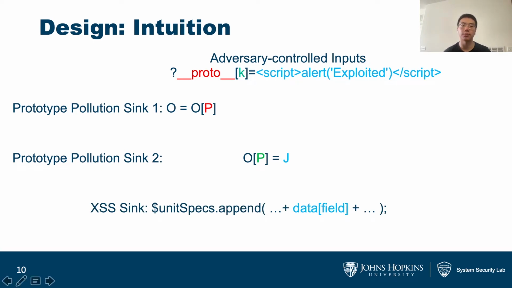Then we talk about the data flows. The first part, __proto__ of the adversary-controlled inputs, will flow into the variable P in the sink function 1. This is the first data flow. The second data flow is K flowing into the variable P in the sink function 2. And the last one, the malicious code part, flowing into the variable J in the sink function 2, and finally flowing into the cross-site scripting sink, and then calling the cross-site scripting example that we have shown before.